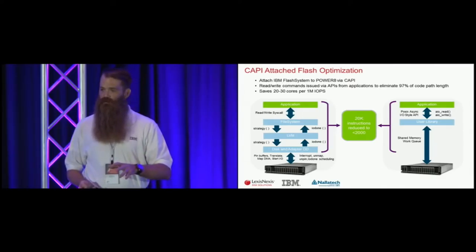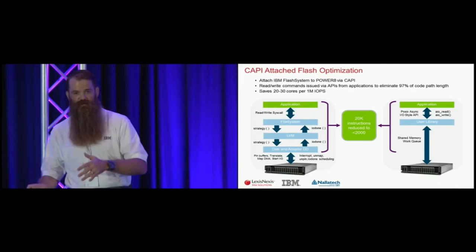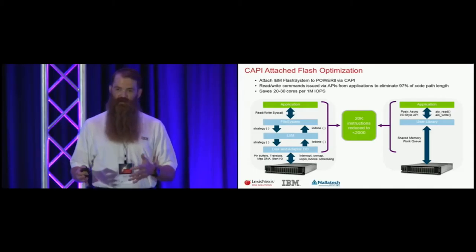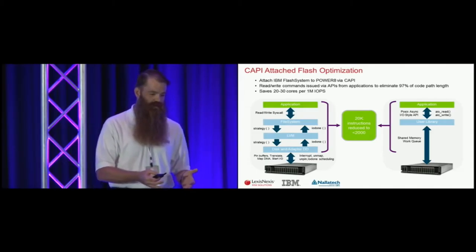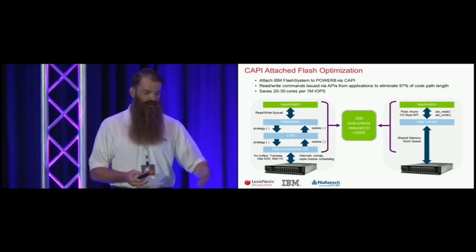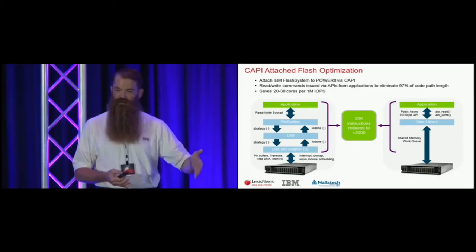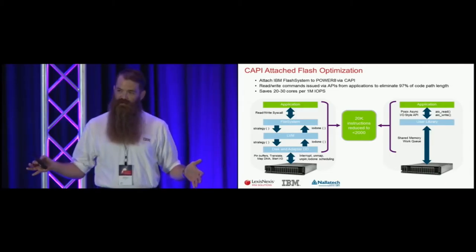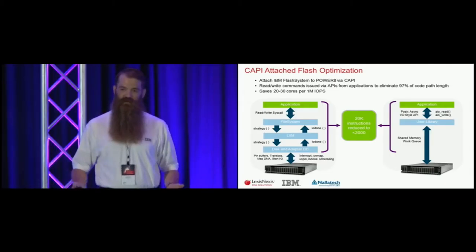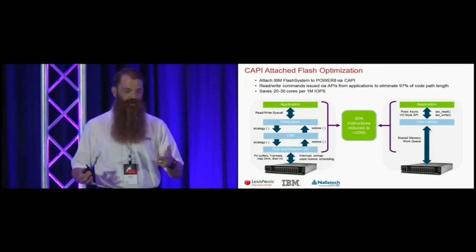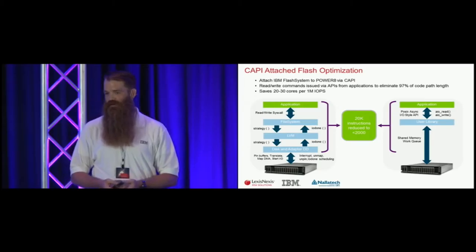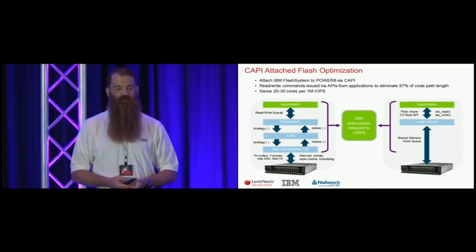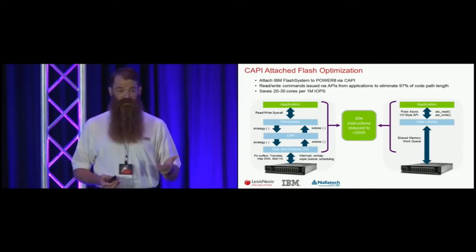So there are many CAPI products out there, but one that we find key for this area is our CAPI flash implementation. We looked at our CAPI flash attach architecture, and you can see on the left-hand side there, that's the typical stack to get a flash drawer connected to your processor. And on the right-hand side, with CAPI, you significantly reduce the programming stack. The number there, 20,000 instructions to get in and out of a flash drive, reduces down to a couple thousand.